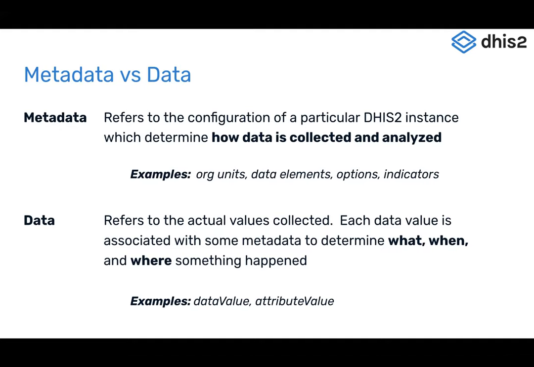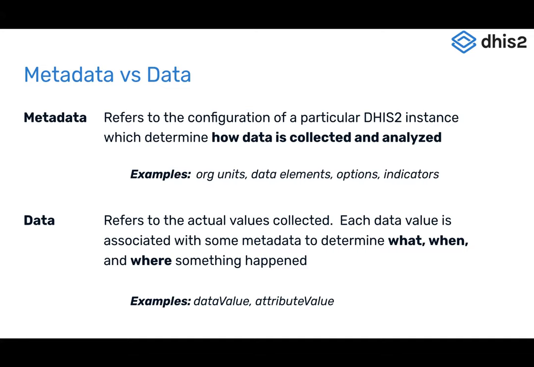Metadata, as I've tried to describe here in plain English, is the configuration of a particular DHIS2 system to determine how data is collected and how it's analyzed. So for instance, DHIS2 has a concept of org units, but there are no org units built into DHIS2. That has to be defined by the server or the implementation that is using the DHIS2 software. So the configuration of which org units are defined, which data elements are defined, which indicators are defined in a particular system, we refer to that as metadata. And there's a lot of that. We'll get into a little bit of it, but that could be a whole separate course on how to configure the metadata of a DHIS2 instance. Today we'll just talk about how to interact with the API to view and edit that information.